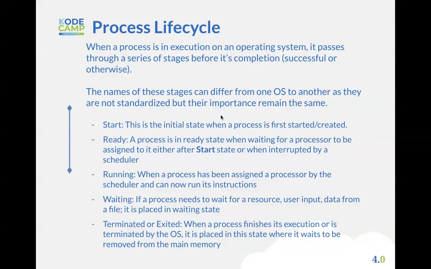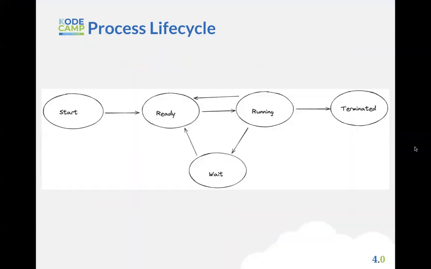And then finally, when the process has either finished its execution or needs to be stopped for whatever reason by the operating system, that's what we know as terminated. That's the final stage of the running process life cycle. So we see that the process begins from the start state and goes to the ready state. And it can stay in the ready, running and wait states until it finishes its execution, and then it can move to the terminated state.